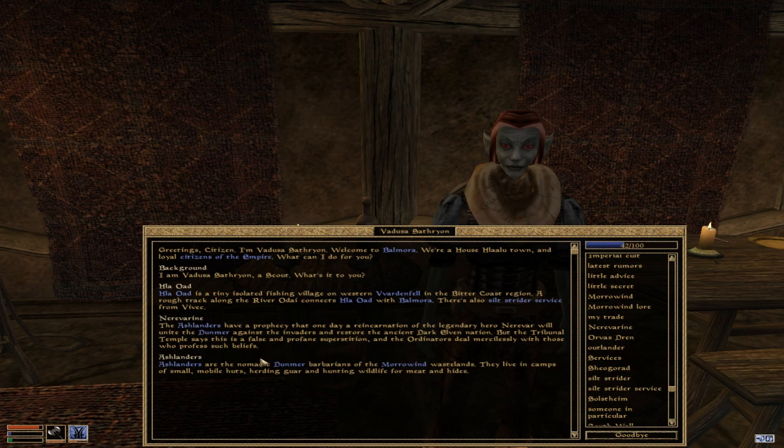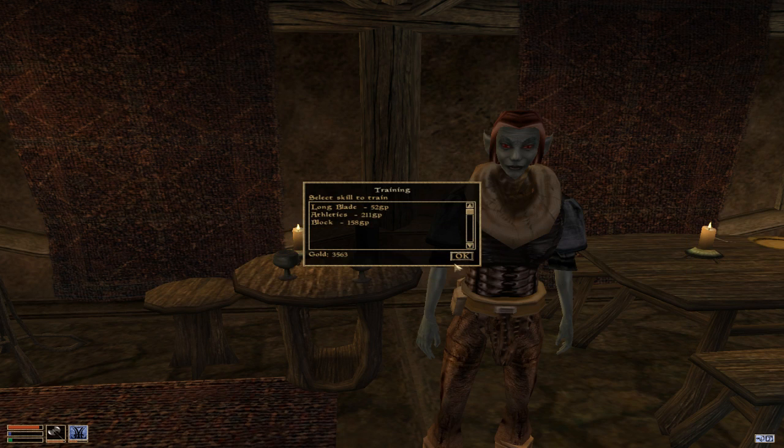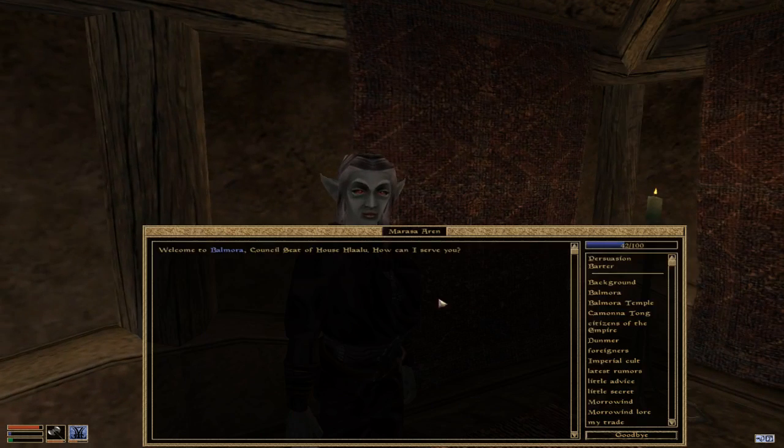Ashlanders are the nomadic Dunmer barbarians of the Morrowind wastelands. They live in the camps of small mobile huts, herding gore and hunting wildlife for meat and hides.